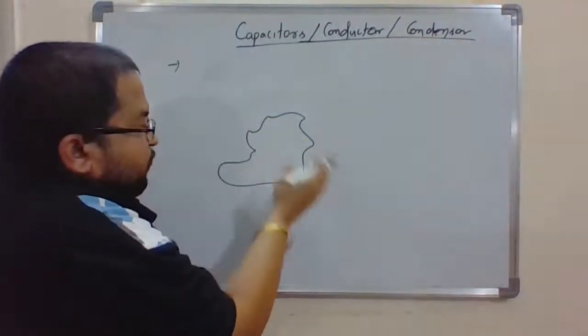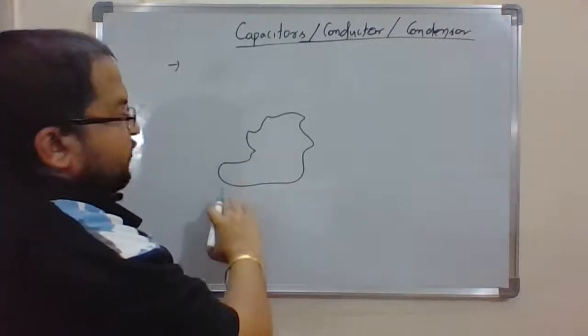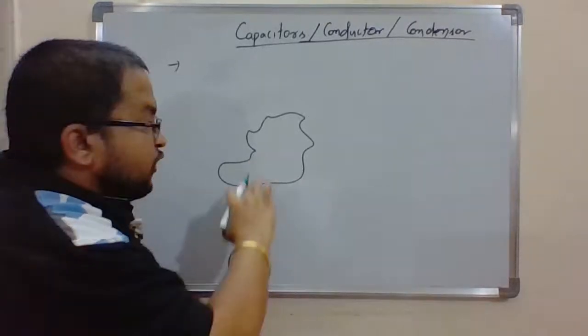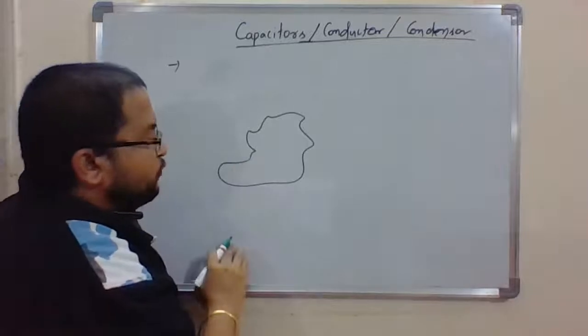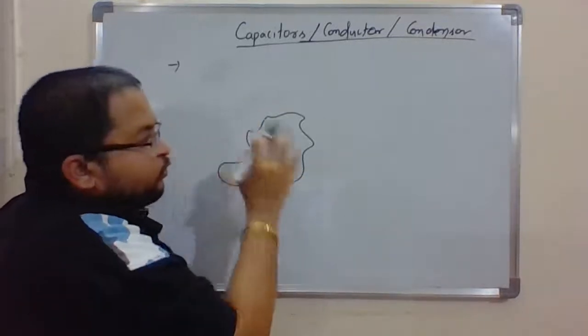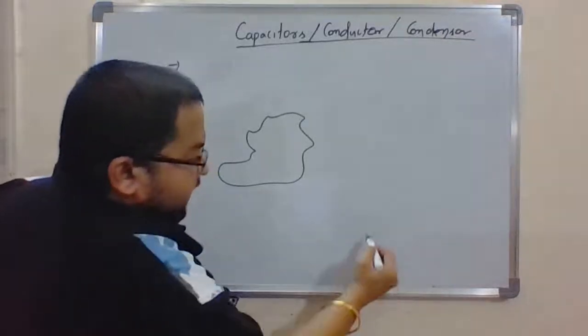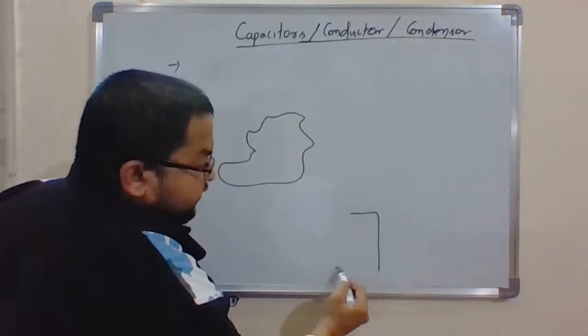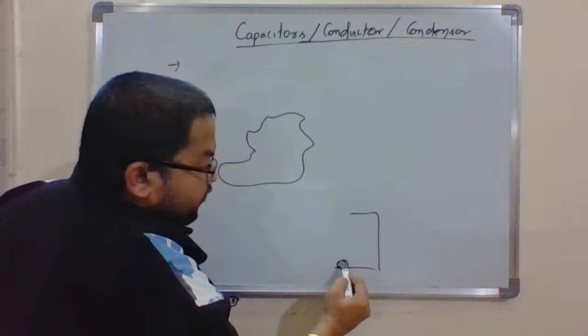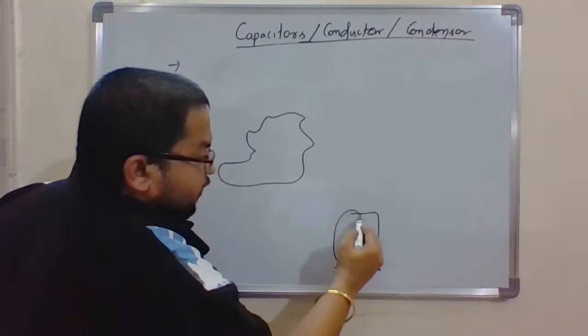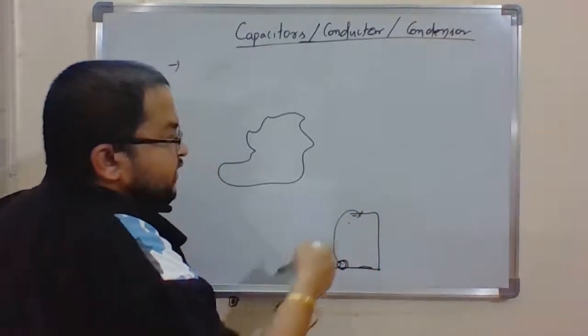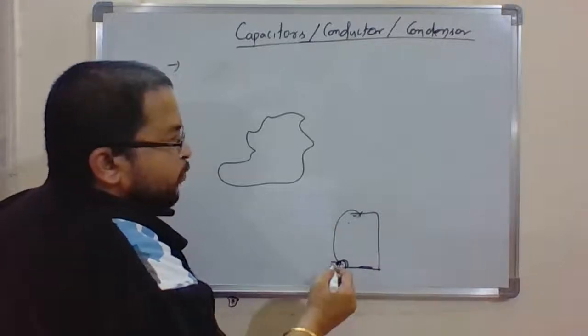So the number of positive charges would be equal to the number of electrons. So the net charge on this conductor would be zero. Now suppose, just like we did in our analogy example, we started pulling stones from zero potential to the required point.